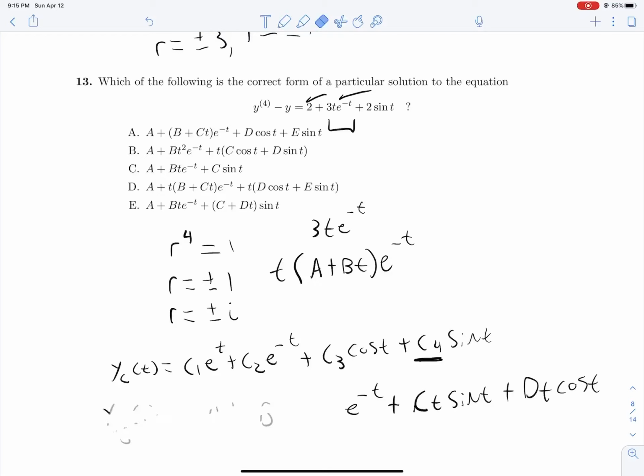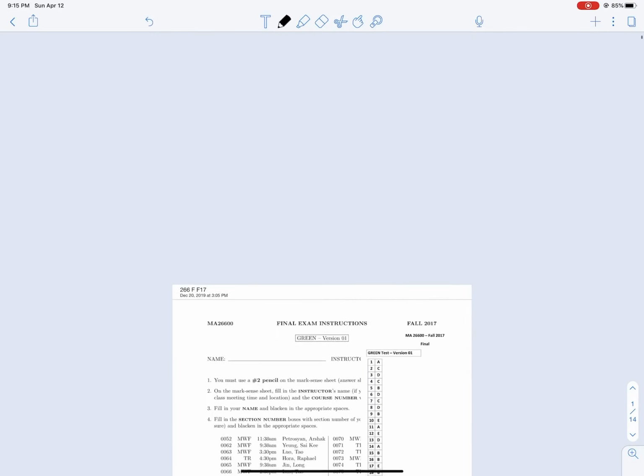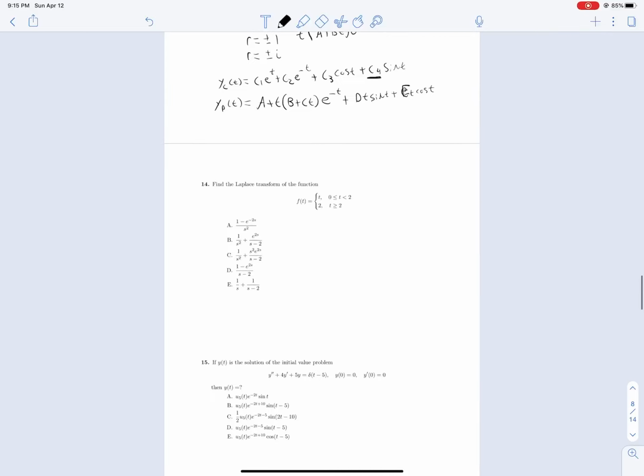So I'm going to go and completely rewrite this solution. We will have yp of t as being a plus t times b plus ct e to the negative t plus dt sine t plus Et cosine t, and that really should be a capital E there. Let's take a look. I see D is looking identical, and it's correct.